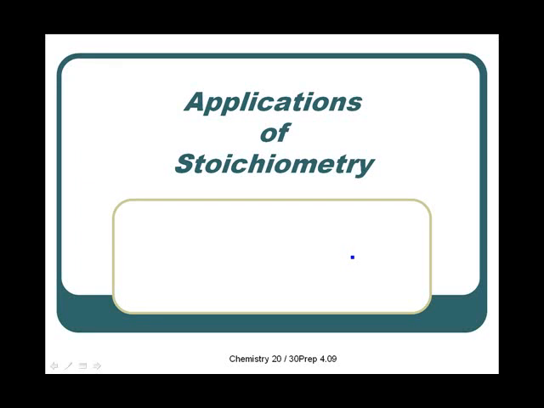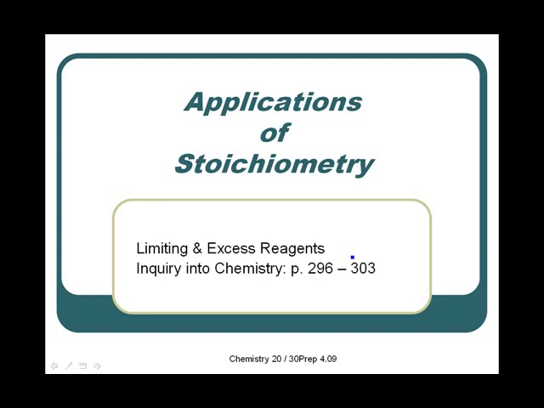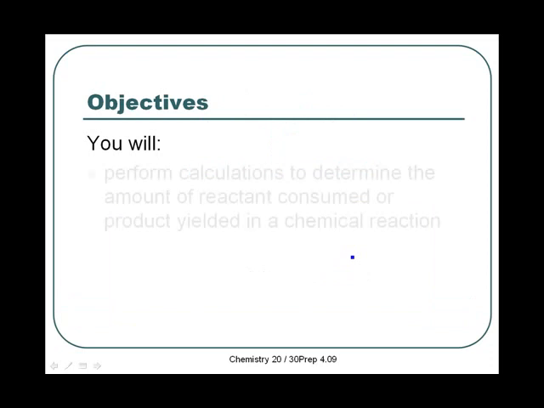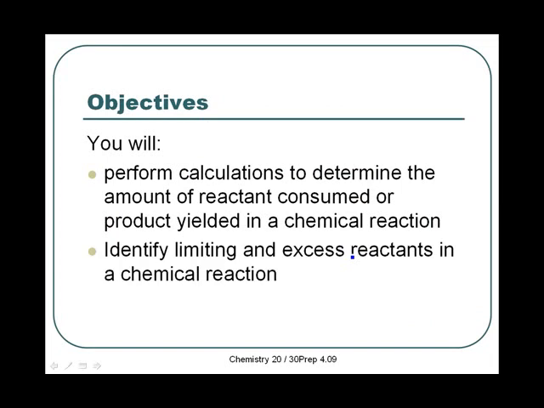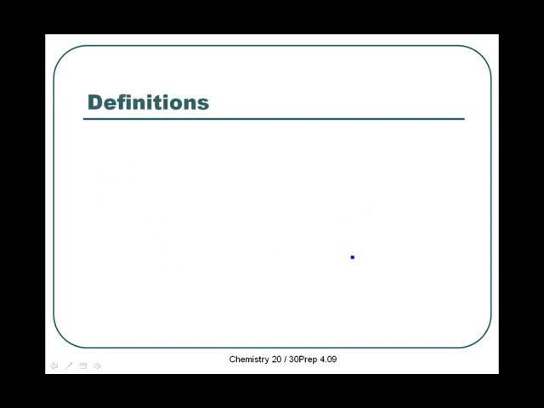Hello again. We are going to continue with some more examples for limiting and excess reagents, in your text, page 296 to 303. And again, same objectives as our last lesson. We're going to be performing calculations to determine the amount of reactant consumed or product yielded in a chemical reaction, and we're going to try to identify limiting and excess reagents in a chemical reaction.